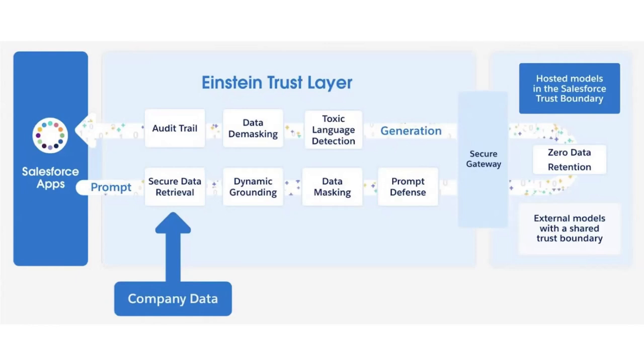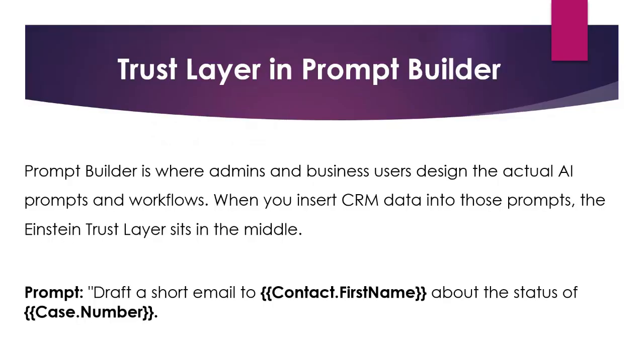Now, you might be wondering how the Einstein Trust Layer is used in the Prompt Builder. The Prompt Builder is where admins and business users design the actual AI prompts and workflows. When we insert CRM data into those prompts, the Einstein Trust Layer sits in the middle. For example, I have given a prompt here: draft a short email to contact.firstname about the status of case number. So basically, I will be using the field names directly from the objects. We don't need to type in the actual name. We have an option to add the fields.